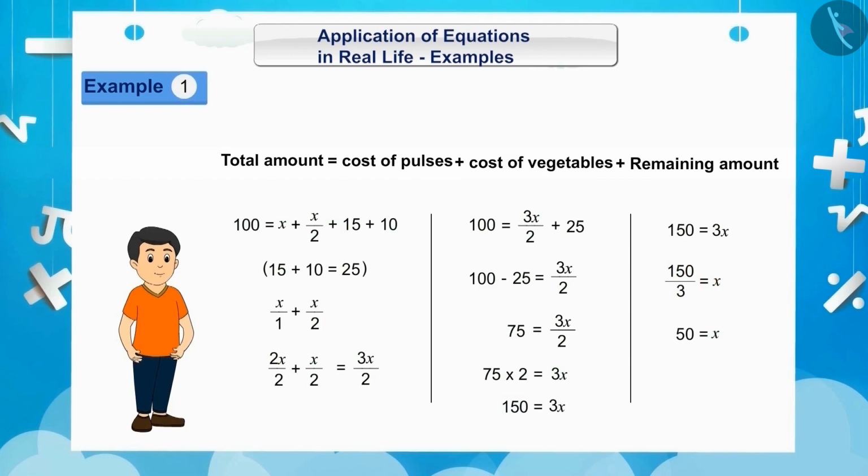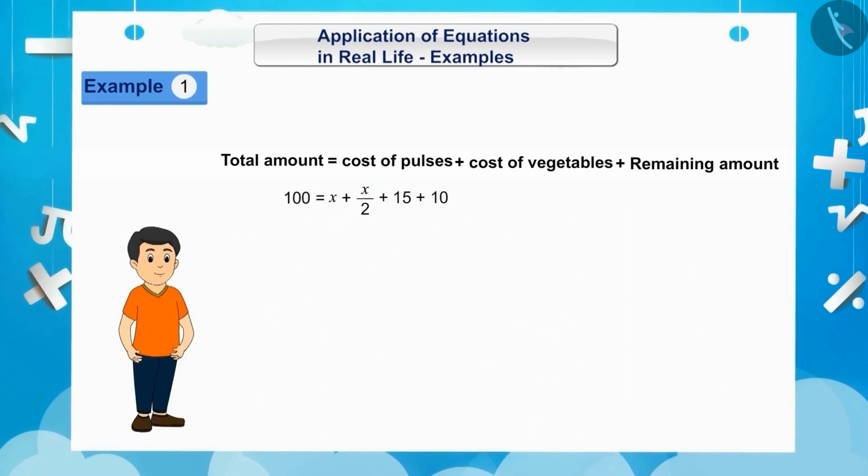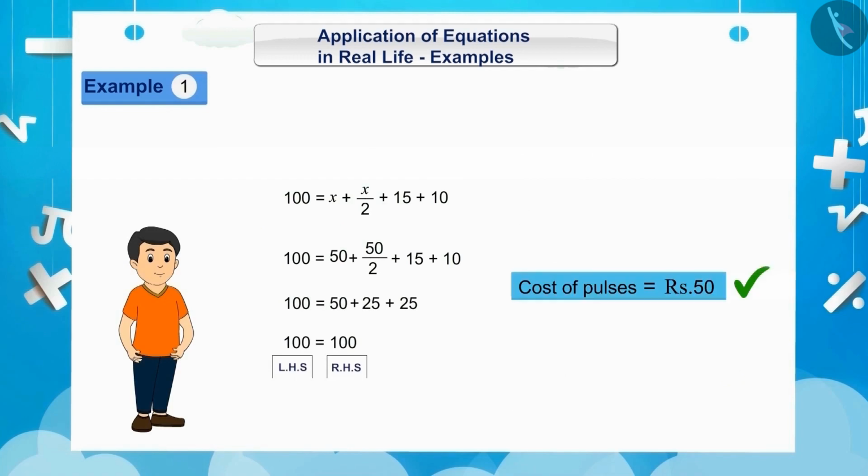Sometimes there is a misconception that numbers are only in the RHS and variables are only in the LHS. But that is not true. Instead, even after exchanging both sides, they remain equal, just like 50 is equal to x and x is equal to 50 are the same. By placing the value of the variable x equal to 50 in the RHS of the equation, you can verify that this solution is correct. So, the expected answer would be 50, that is, the cost of pulses is 50 rupees.